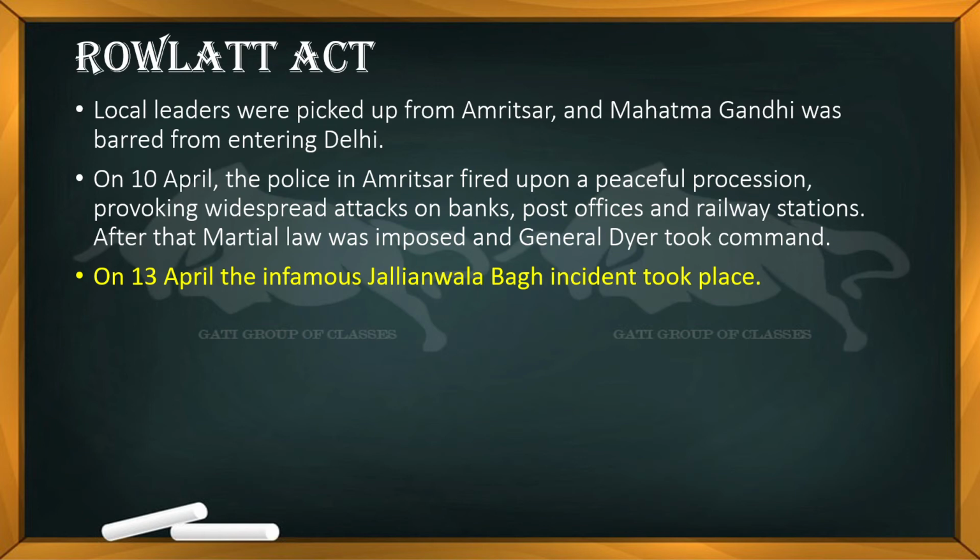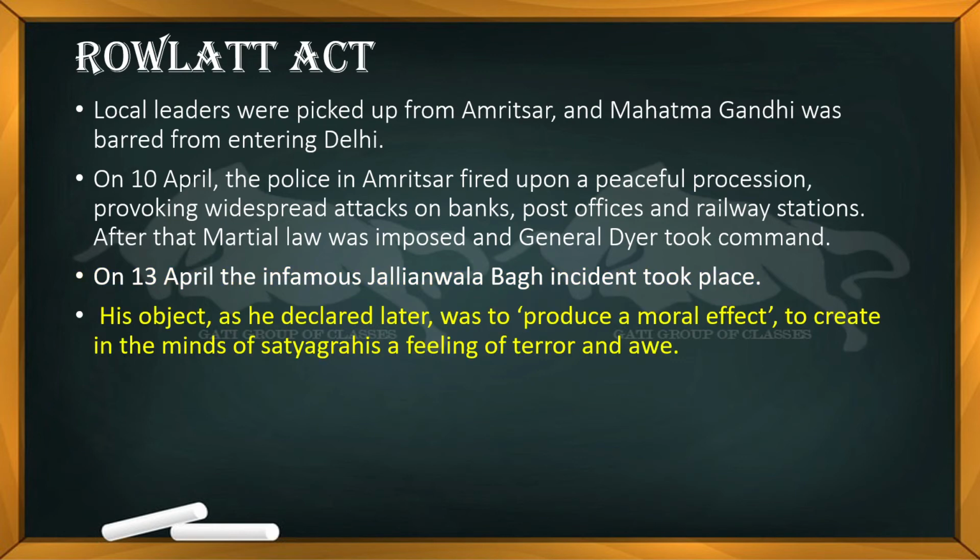Now the second thing is that on 13th April, the infamous Jallianwala Bagh incident took place. This is the time when General Dyer did this. Now let's see what his objective was. Actually, he declared afterwards that his object was only to create fear in the minds of the Satyagrahis, that if they assembled in the future like this, if they started a procession or a rally, the same thing would happen to them. So obviously, with fear, they would not come back.